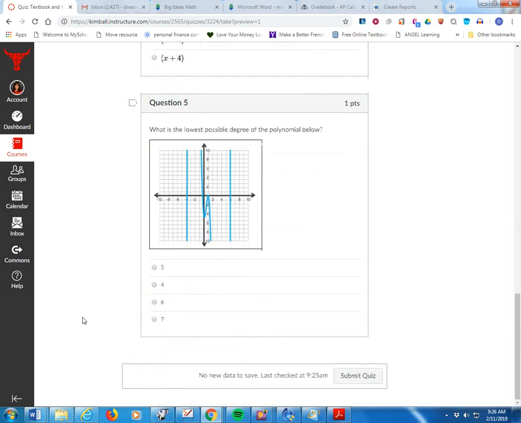What's the lowest possible degree of the polynomial below? 5. Yeah, lowest possible. It could be more. But the minimum that it's going to be is an x to the 5th.